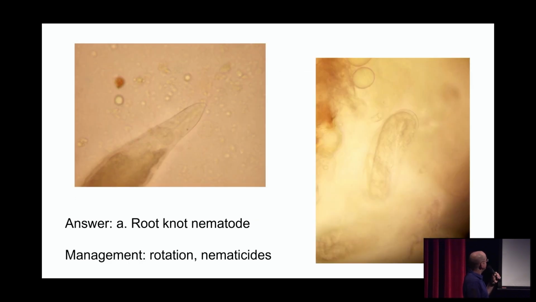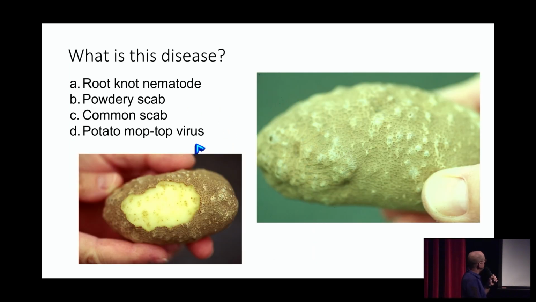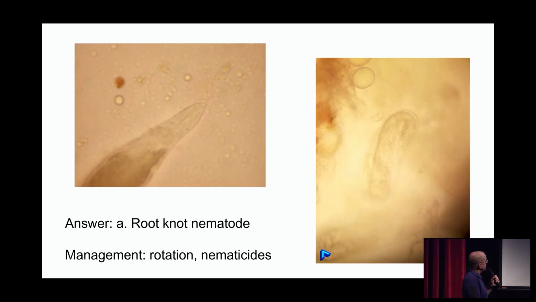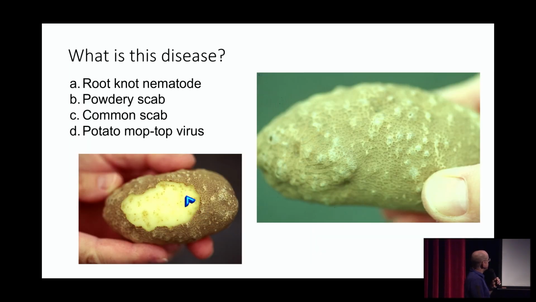And the answer here is, this is the root knot nematode. If you could take one of those little spots, jump back here, and cut this out and put it under a microscope, you would see an egg with a little nematode in it. Of course, they will hatch out of that, and they'll swim around in the soil, and they'll try to find potatoes to feed on. And so when they do that, they infect the tubers, they lay eggs, and then you see these spots right here.